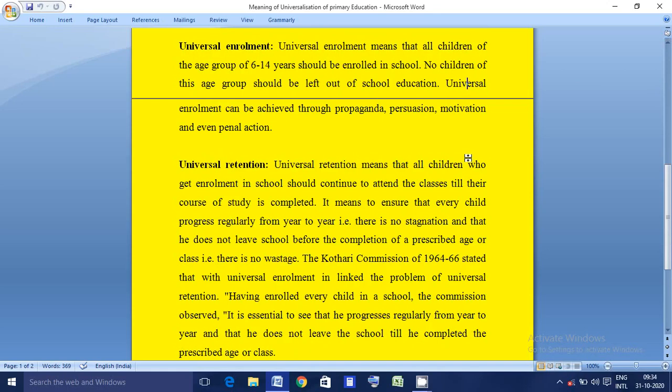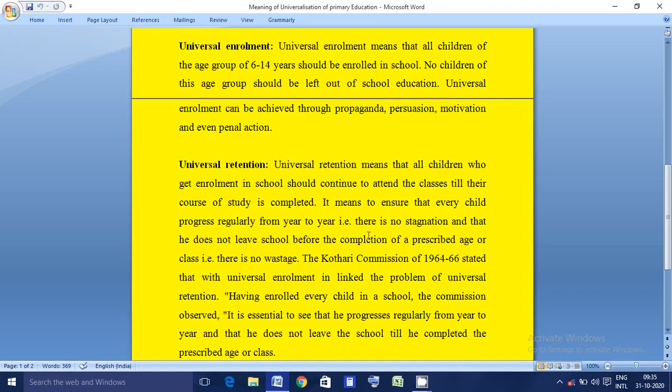So universal provision means making the educational institution near to the students' home, and enrollment means all the students between this age group should go to the primary school or enroll in primary education. Next, universal retention means that all children who get enrolled in the school should continue to attend classes till the course of study is completed. It means to ensure that every child progresses regularly from year to year, that is, there is no stagnation, and that he does not leave school before the completion of a prescribed age or class, that is, there is no wastage. Retention means all the students must stay in the educational institution; they can't leave the school because of any reason between the age group.